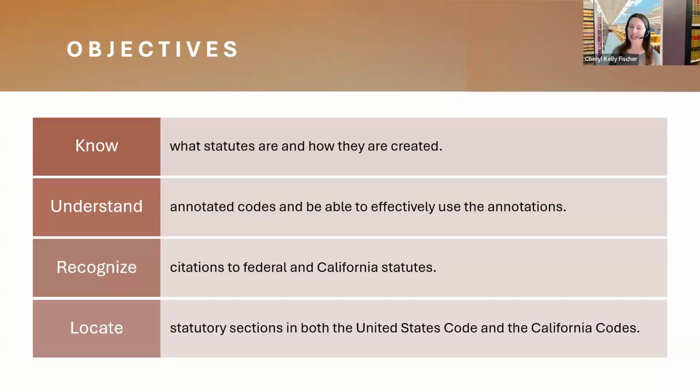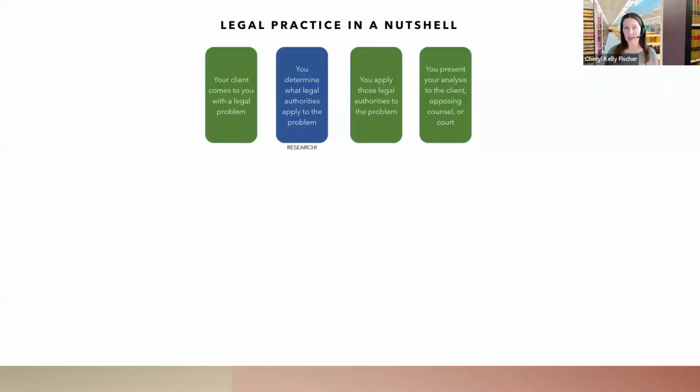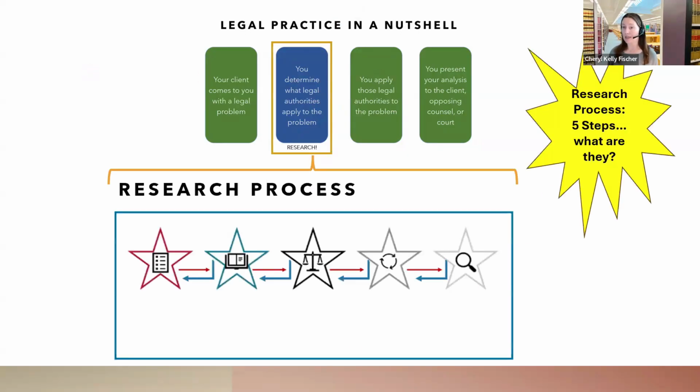So this module's objectives are to know what statutes are and how they're created, to understand annotated codes and to be able to effectively use them, to recognize citations to both federal and California statutes, and to locate statutory sections in both the U.S. Code and the California Code. So let's orient ourselves in the big picture. I like to remind you where we are. So we're in the research quadrant of legal practice. And remember, I want you to leave this class knowing the process.